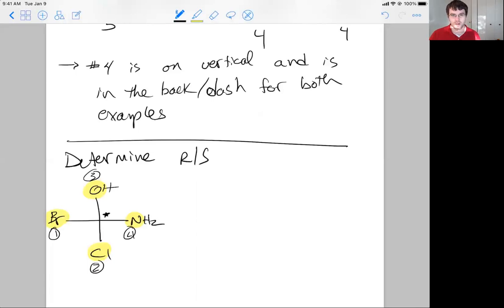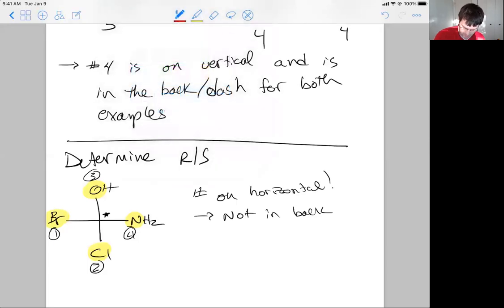Oh man, number 4 is on the horizontal. Number 4 is on the horizontal. It's not in back. Shoot. What are we going to do? We're going to switch it with something that is in back, or something that is on the vertical. So we switch number 4 with something on the vertical.